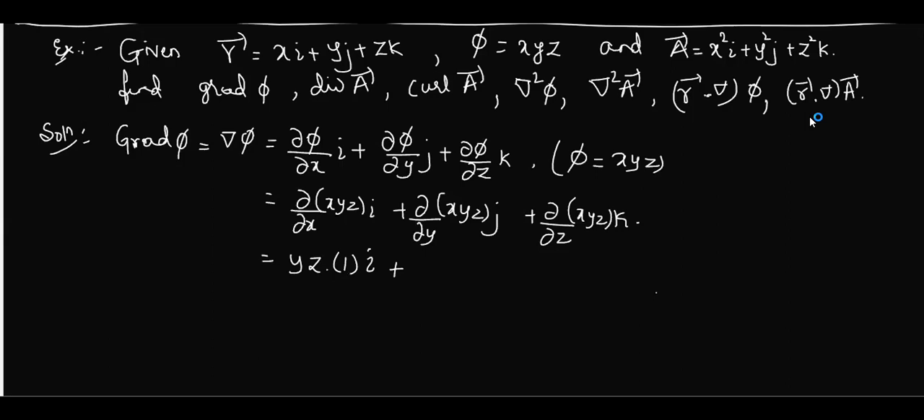Similarly, when you do with respect to y, we have to treat x and z as constant. Remaining y with respect to y is 1. Correct? What about the last one? What is constant? x and y, and remaining z with respect to z is again 1. There is little symmetry, so you are getting a similar type of function. So at the most, you can write one step where this one is not there. That's all: yz i plus xz j plus xy k. This is my gradient.